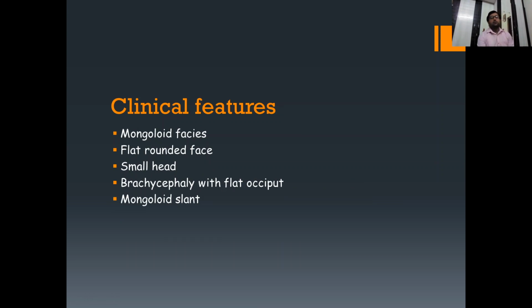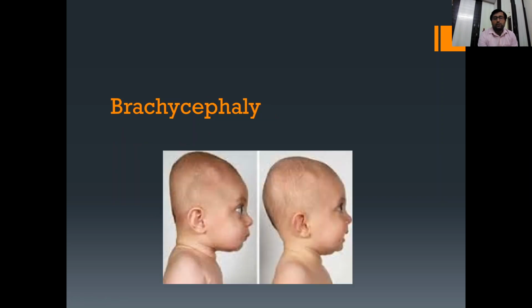Now clinical features: mongoloid facies, a flat round face, a small head, brachycephaly with flat occiput, and mongoloid slant. In this picture we can see this is a normal child, and this one has brachycephaly. In brachycephaly, the coronal suture is fused, so the head becomes broad and the occiput is flattened.